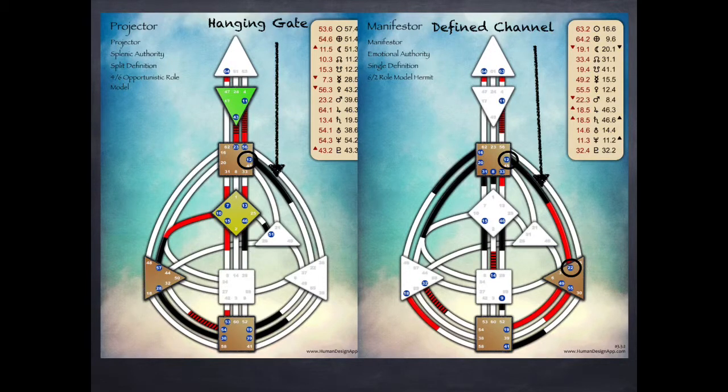So if you look at the projector, there's a black line coming off the throat center, and that's considered a hanging gate. That actual gate would be gate 12. And if you look at the manifestor's chart, you'll see that the gate 12 and the gate 22 are defined, and they make a channel 12-22, which takes the emotional center, which is a motor, directly to the throat.